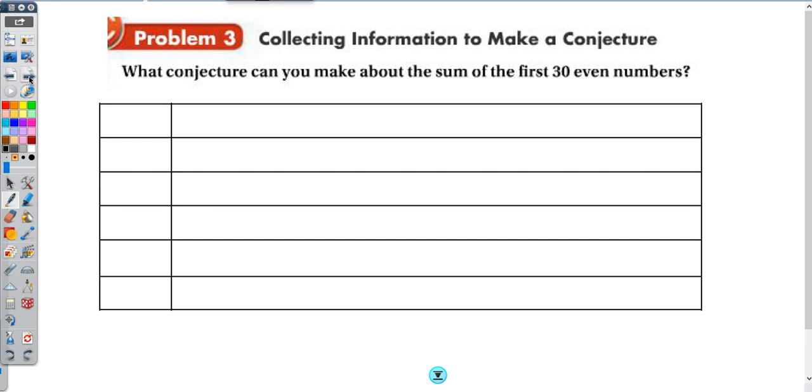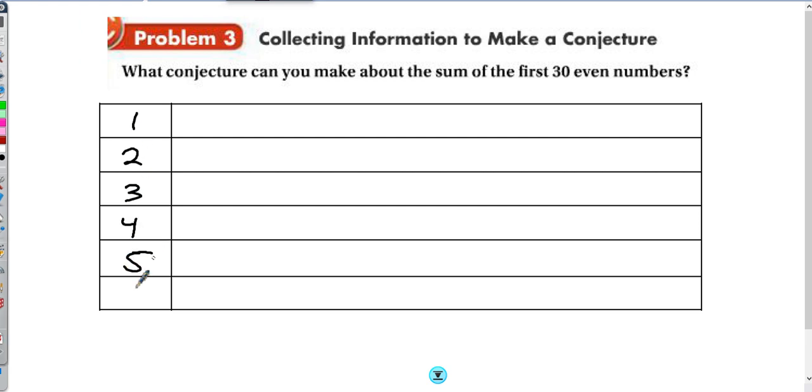So we're going to put number of terms, and we're going to put the sum. It says, what conjecture can you make about the sum of the first 30 even terms? Does that make sense? Even terms. For this one, they're all even, so we're going to have 1, 2, 3, 4, 5, 6. We're going to do 6 of them.